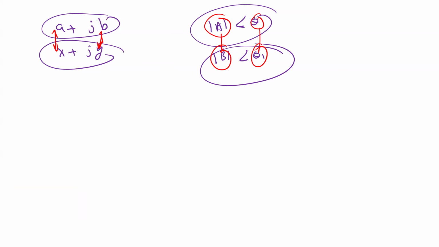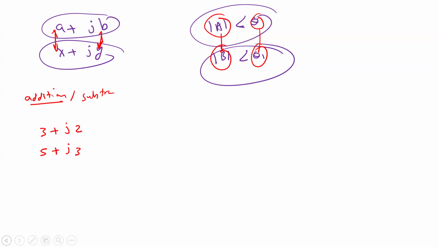Okay. The other thing I want to teach you is how you can do addition and subtraction. For example, let's take a number, 3 plus j2, and I want to add it to 5 plus j3, something like that. So I have two complex numbers, and I want to add them together.